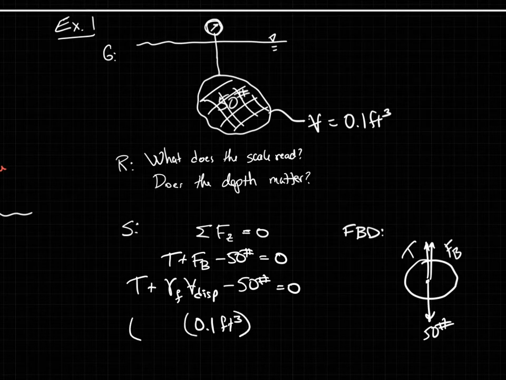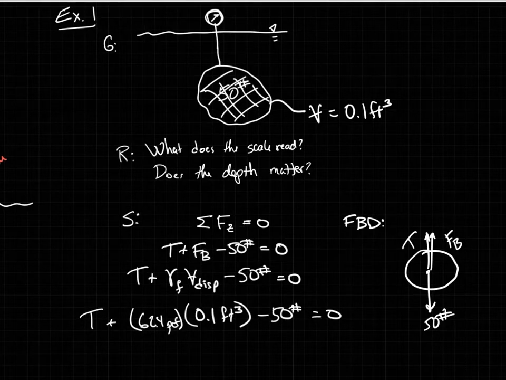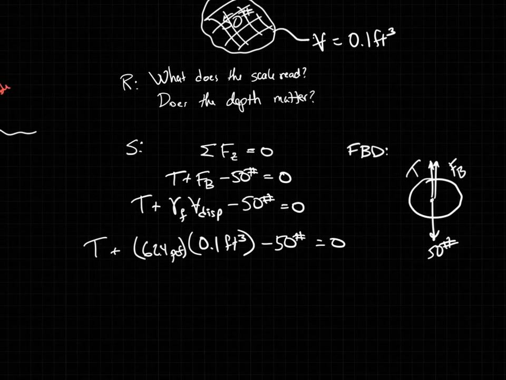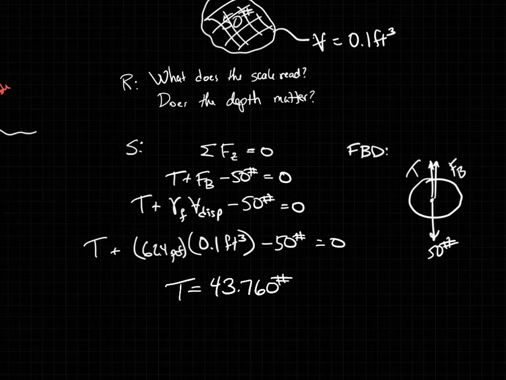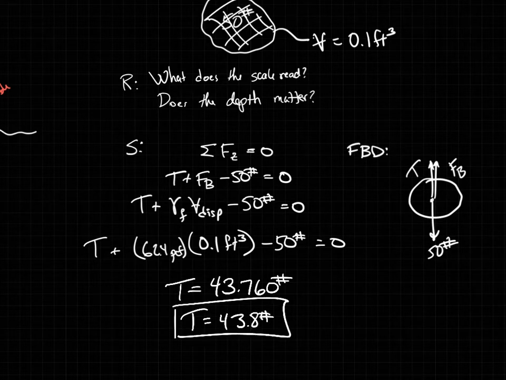Okay, the gamma of water is 62.4 pounds per cubic foot. The tension is here, and minus 50 feet equals 0. Okay, so let's solve for this, and we end up with 43.760 pounds, or 43.8 pounds is what we would report. T equals 43.8 pounds. Okay, pretty good. So notice it was lessened, because the force of buoyancy is basically supporting some of that weight.